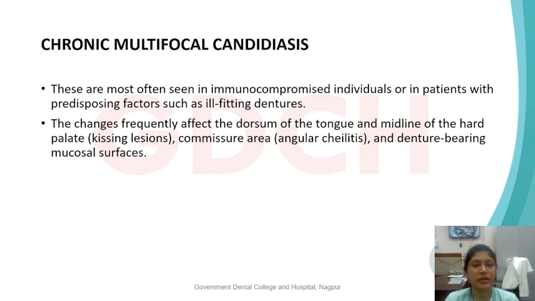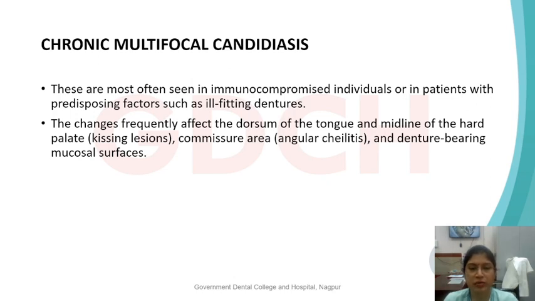Next is chronic multifocal candidiasis. Chronic multifocal candidiasis is usually seen in immunocompromised individuals or in patients with predisposing factors such as ill-fitting dentures. The changes frequently affect the dorsum of the tongue and the midline of the hard palate, and these lesions are called kissing lesions.